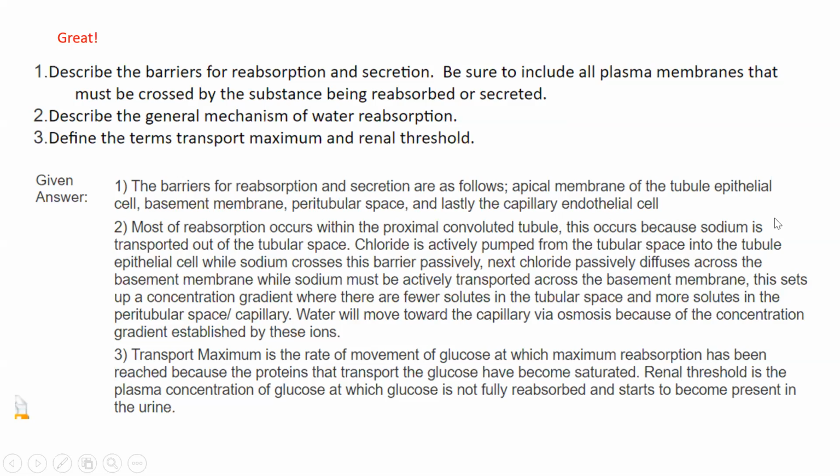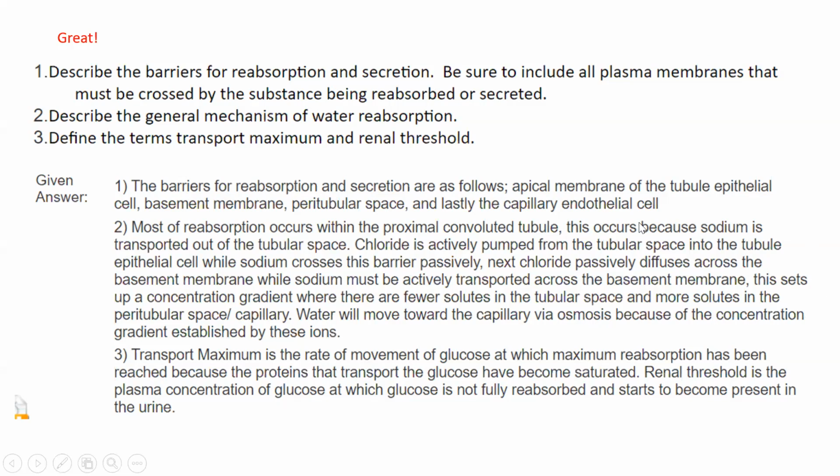Simply the barriers are the apical membrane of the tubular epithelial cell, the basement membrane of that cell, the peritubular space, and then the capillary endothelial cell. Okay, so those are all the membranes or structures that must be encountered to be reabsorbed as well as to be secreted in the opposite direction.